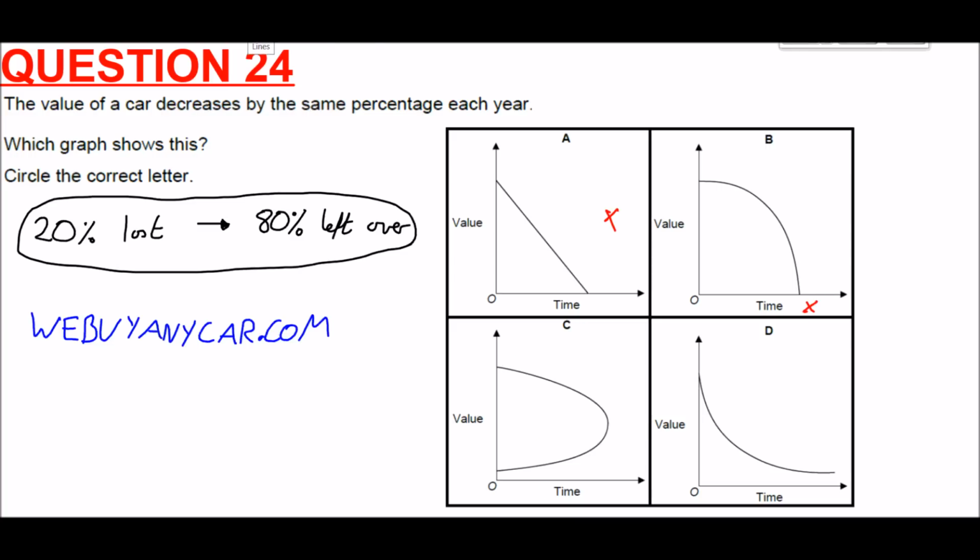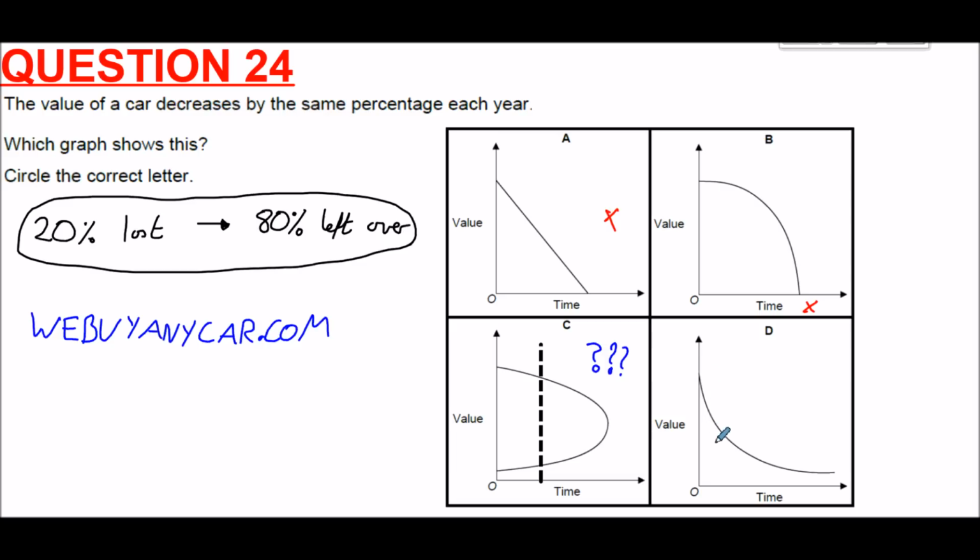C is just totally bizarre. C makes no sense. If we were to pick a certain time, let's say this was 2 years after you've bought it, or 3 years, this is saying that the value is two different things. The value is something down here, and it's something up here, so this graph just makes no sense whatsoever. D is the correct one, and so D is the one we need to circle.